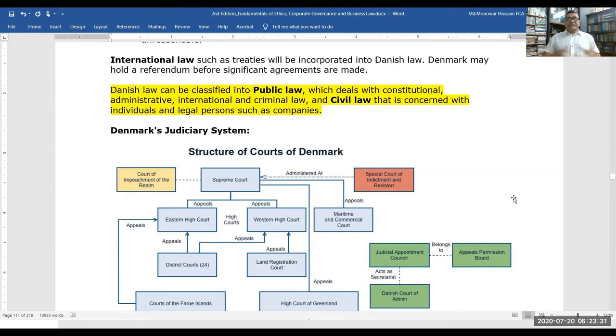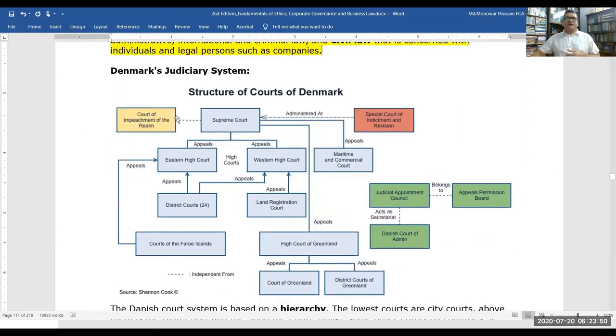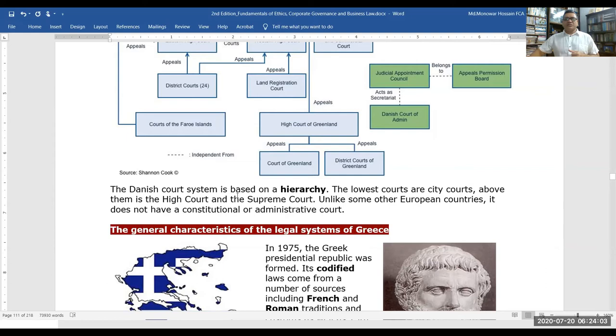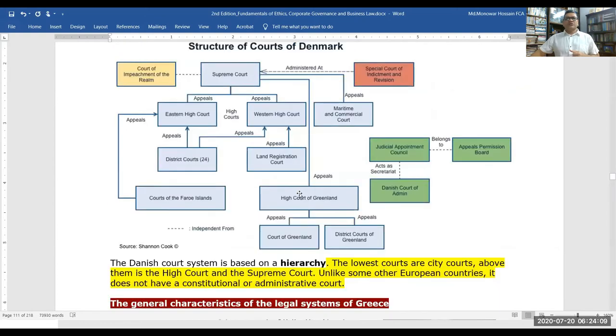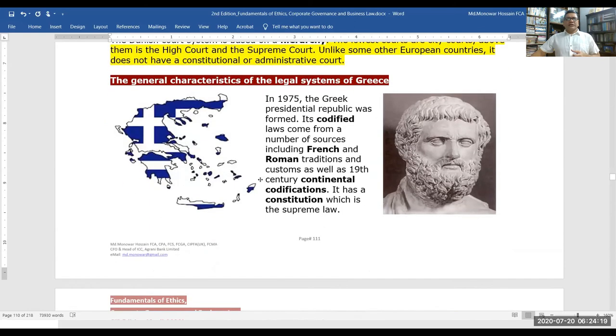Danish law can be classified into public law, which deals with constitutional, administrative, international and criminal law, and civil law, which is concerned with individuals and legal persons such as companies. As for the Danish judicial system, the structure of the courts of Denmark is as follows. The lowest courts are the city courts. Above them are the High Court and the Supreme Court. So this is the legal system of Denmark.